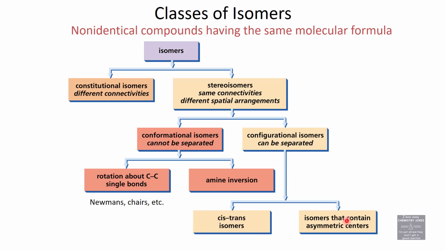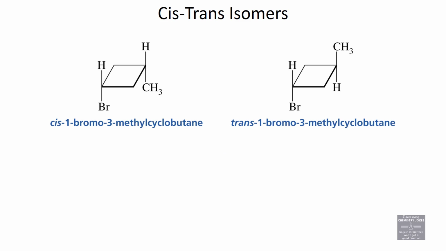There are two main classes under configurational. That's cis-trans, some of the stuff we've already talked about, and isomers that have asymmetric carbons. Ooh, that's another video. Alkenes can have cis-trans isomers, and so can cycloalkanes. Well, let's take a quick look at cycloalkanes, since that's just a refresher on things we've already discussed. So these are cycloalkanes that are considered cis-trans isomers.